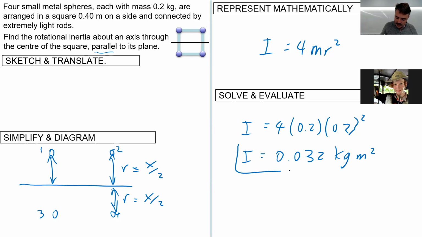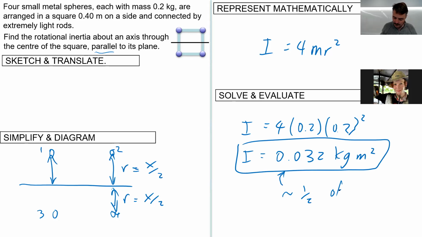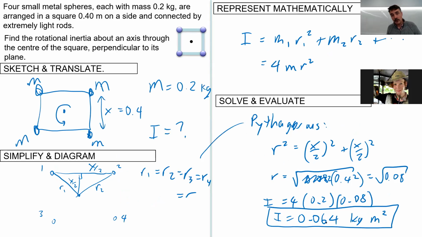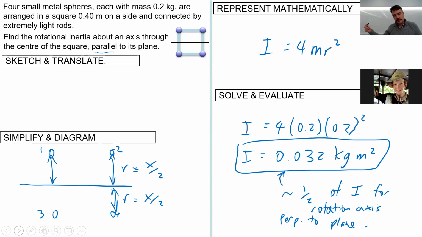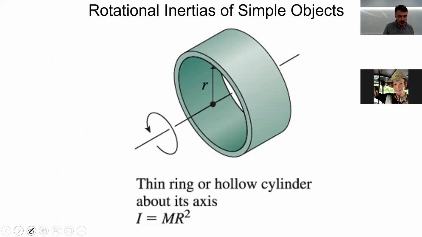And that is actually about half of the I for rotation axis perpendicular to the plane. So if we go backwards one slide, we had 0.064 kilograms meters squared when the axis was going through the object, and when you put it sideways, then it decreases by half.